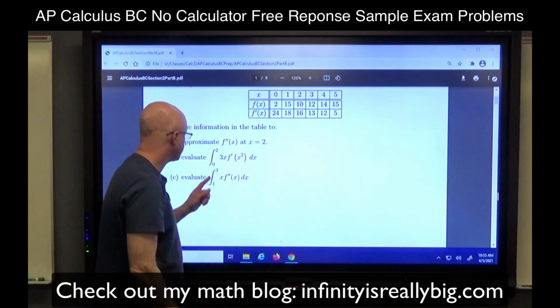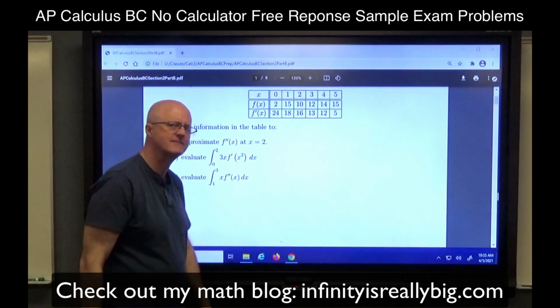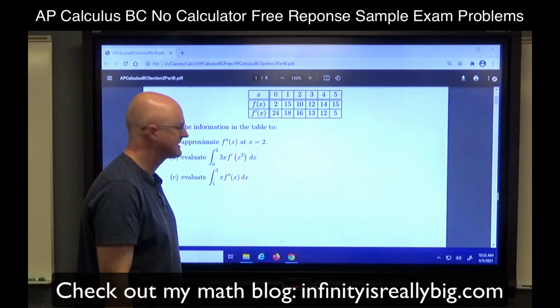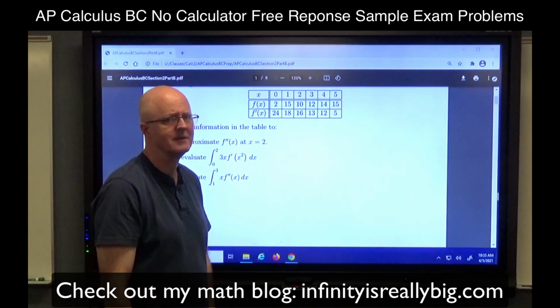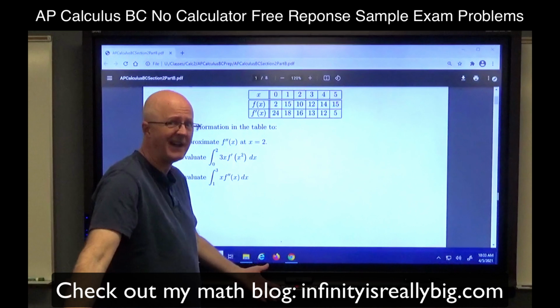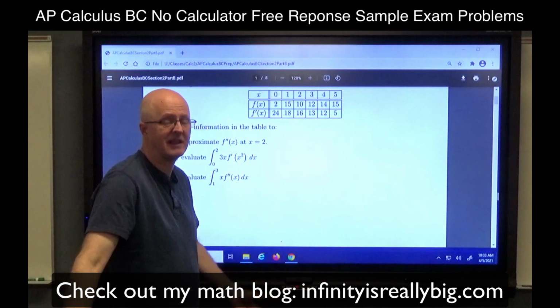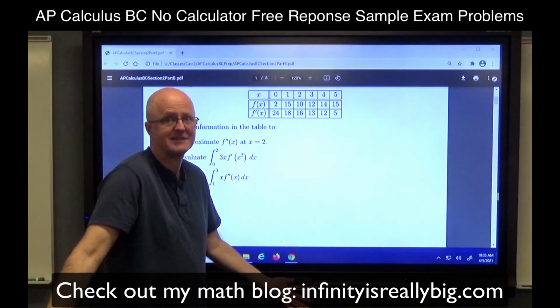Integrate from 1 to 3 x times f double prime of x. Substitution doesn't seem so helpful here. What would u be? x? Well, you could let u equal x, but it doesn't really help. You just get an equivalent integral.